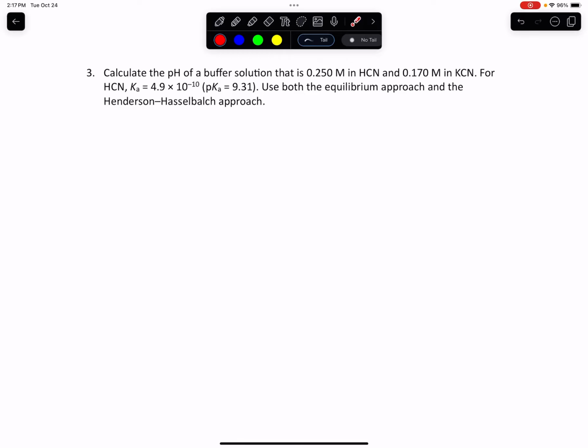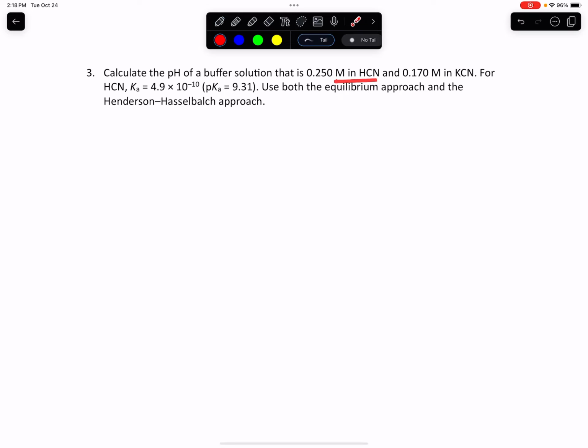Hello, it's Valentine from Simplistic, and we're going to take a look at a problem which asks us how to calculate the pH of a buffer solution using two methods. The first method is the Henderson-Hasselbalch approach, and the second is the equilibrium approach. Okay, so let's take a look at this.